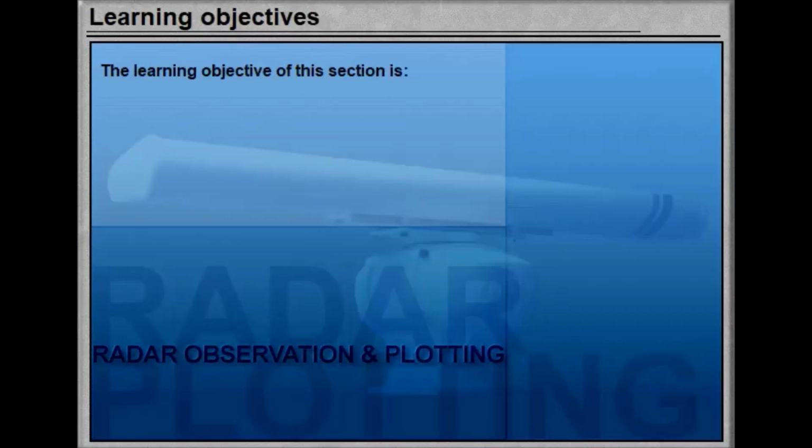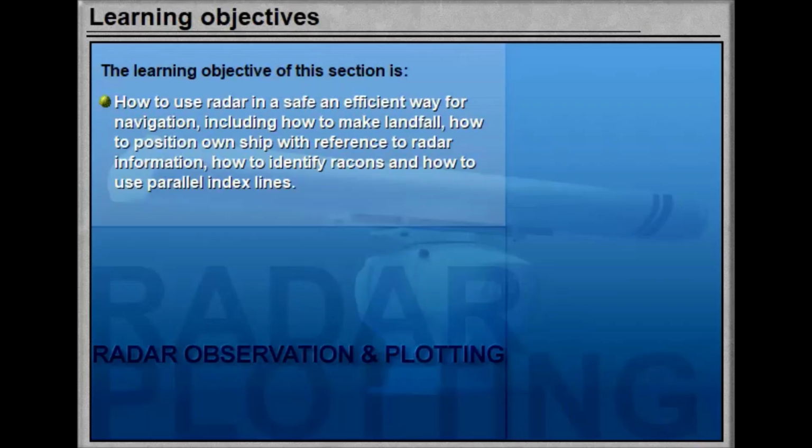The learning objective of this section is how to use radar in a safe and efficient way for navigation, including how to make landfall, how to position own ship with reference to radar information, how to identify raycons, and how to use parallel index lines.